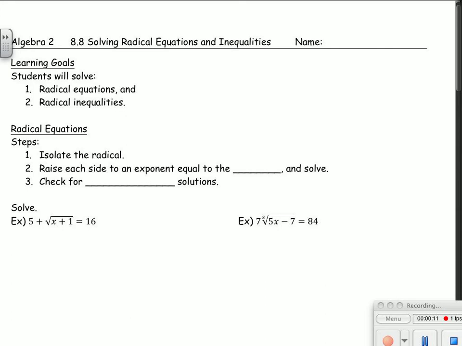8.8, solving radical equations and inequalities. The learning goals: students will solve radical equations and radical inequalities. For solving radical equations, there are 3 steps. First, isolate the radical if it's not already isolated.